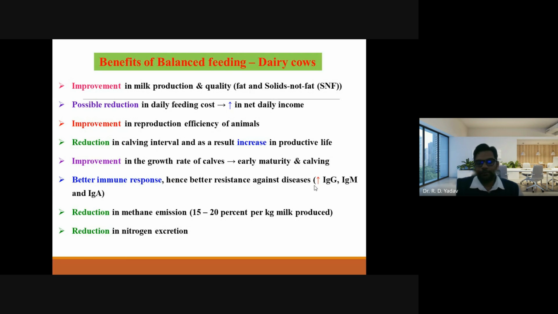Reduction in methane emission. It has been shown in so many studies that around 15 to 20 percent less methane is produced per kg of milk if you are giving a balanced ration. As you all know, methane is a greenhouse gas, and we have to reduce its content. And reduction in nitrogen excretion also.